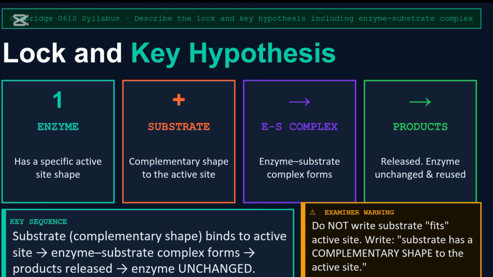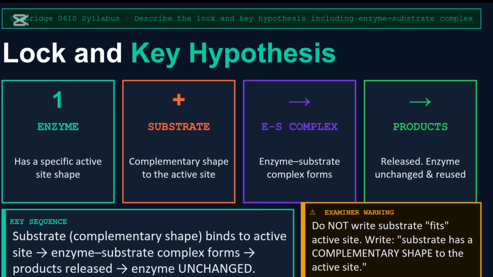The substrate binds to the active site to form what we call an enzyme-substrate complex. The reaction takes place, the products are released, and the enzyme is unchanged. It can be used again.